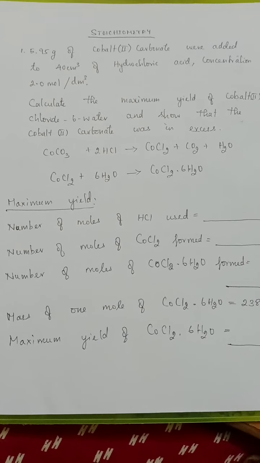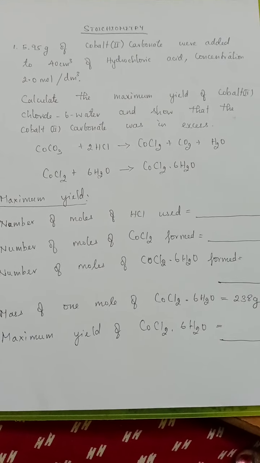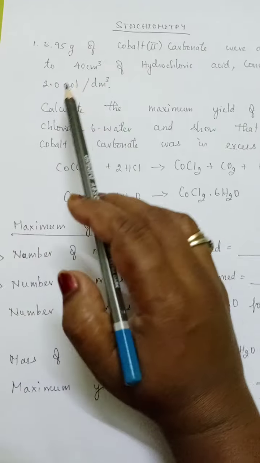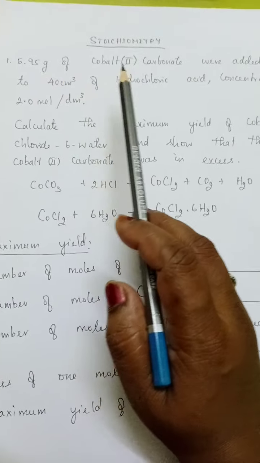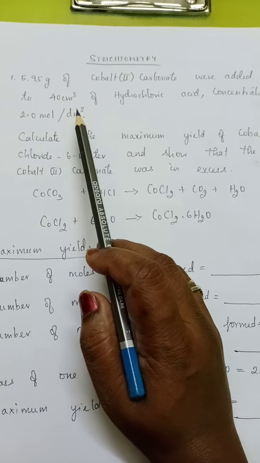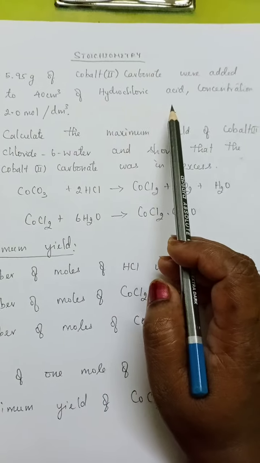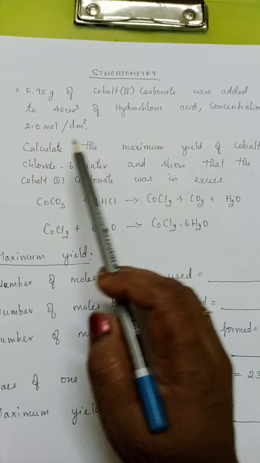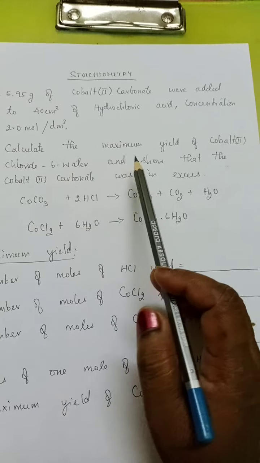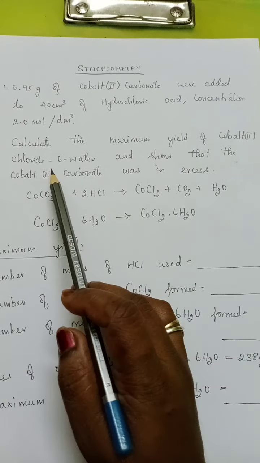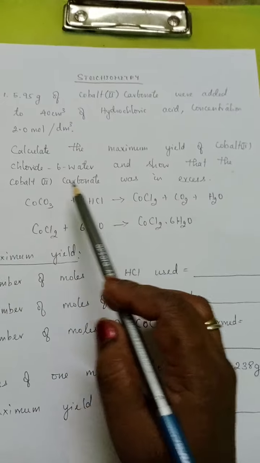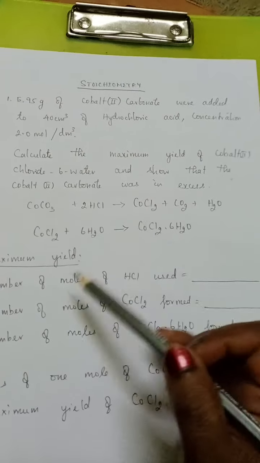Students, today we are going to see a past paper question from stoichiometry. 5.95 gram of cobalt 2 carbonate were added to 40 centimeter cube of hydrochloric acid, concentration 2 mole per decimeter cube. Calculate the maximum yield of cobalt chloride 6 water and show that the cobalt carbonate was in excess.